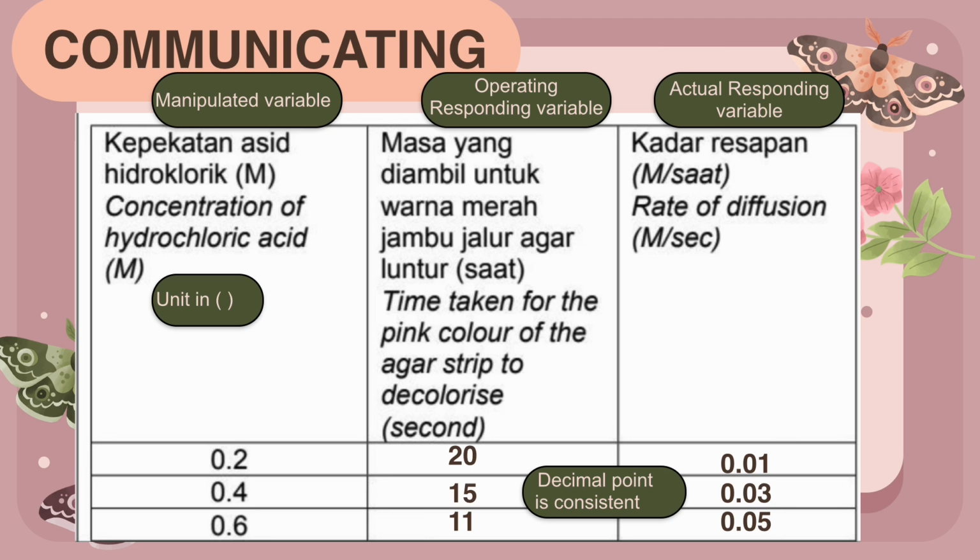Now, look at the data. Okay, for the first column, you have 0.2, 0.4, 0.6, all with one decimal point. And the second column, you have 20, 15, and 11. That is the time taken in second. And for the rate of diffusion, you have 0.01, 0.03, 0.05. Make sure all your decimal points are consistent. Okay.